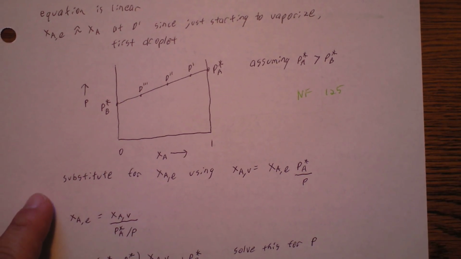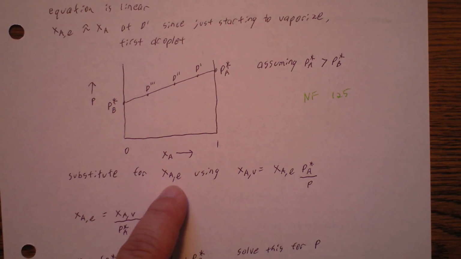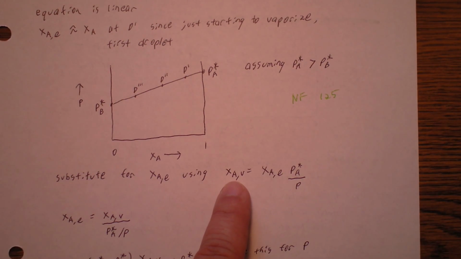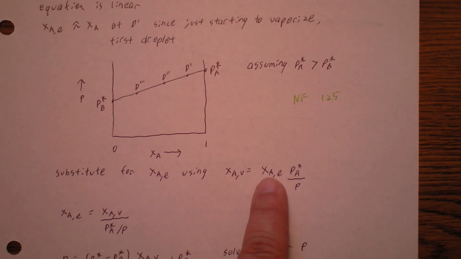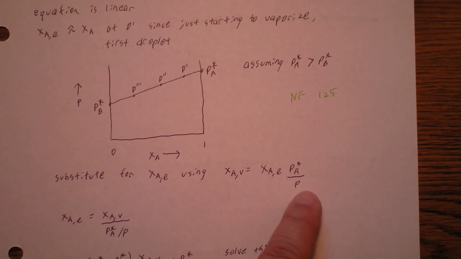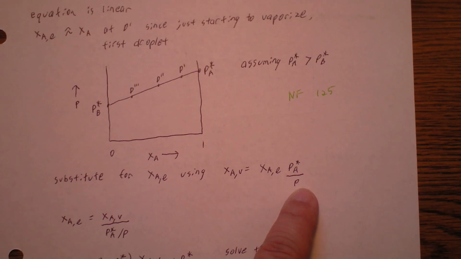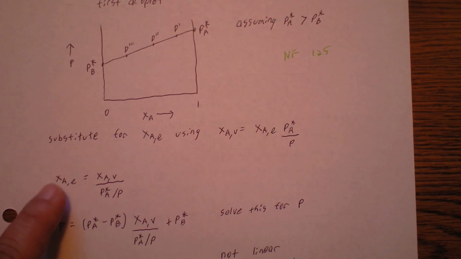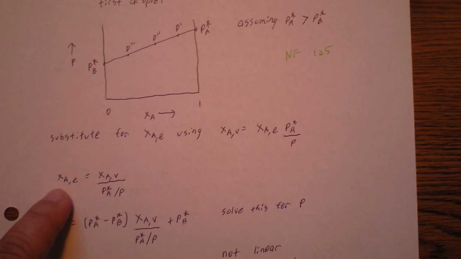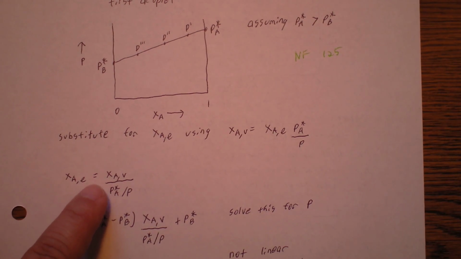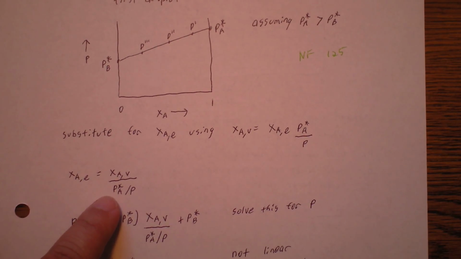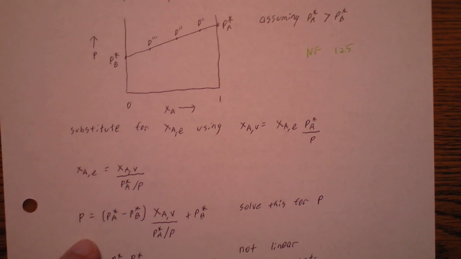Now let's say we substitute for the mole fraction of A in the liquid phase using this formula here. The mole fraction of A in the vapor phase is equal to the mole fraction of A in the liquid phase times the pressure of pure A divided by the total pressure. Well, then what we get is the mole fraction of A in the liquid phase is equal to the mole fraction of A in the vapor phase divided by the pressure of pure A divided by the total pressure.